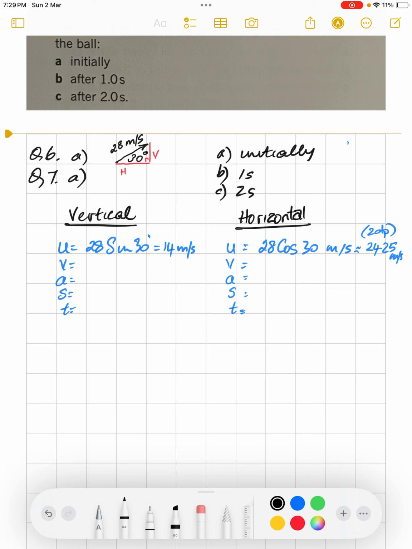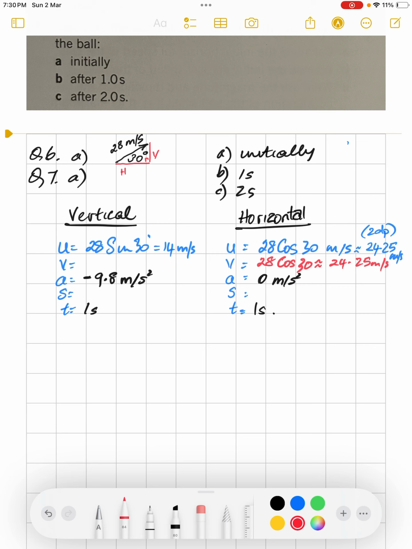Now after 1 second, so time is 1 second. In the horizontal component, because the acceleration is 0 meters per second squared, and the acceleration is downwards at 9.8 meters per second squared vertically, the horizontal component after 1 second will not change, so it will always be 28 cos 30. So it will stay at 24.25 meters per second after 1 second.